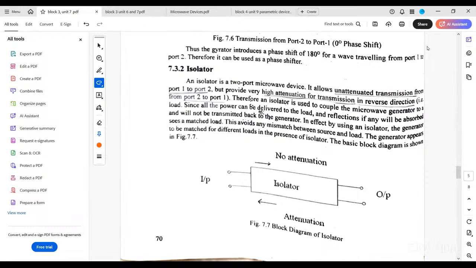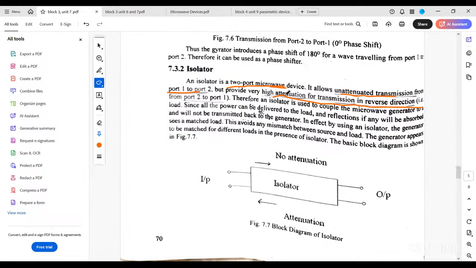Now we will see the first paragraph. What is given on page number 70? It is a two-port microwave device. It allows unattenuated transmission from port 1 to port 2, but very high attenuation is produced in the reverse direction.